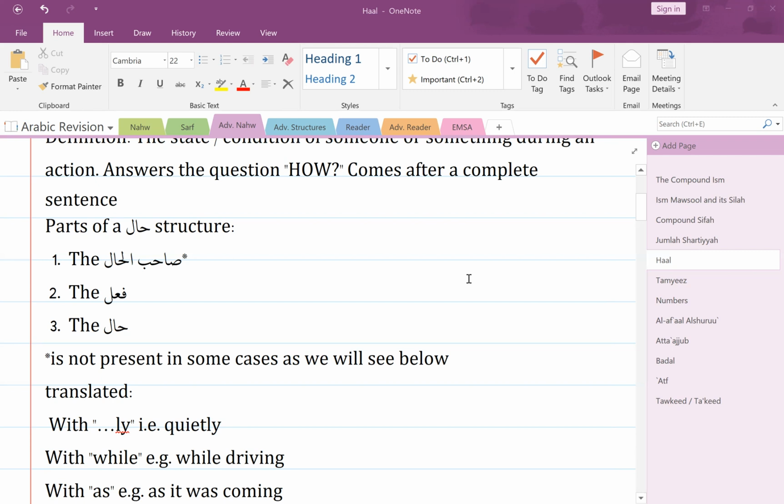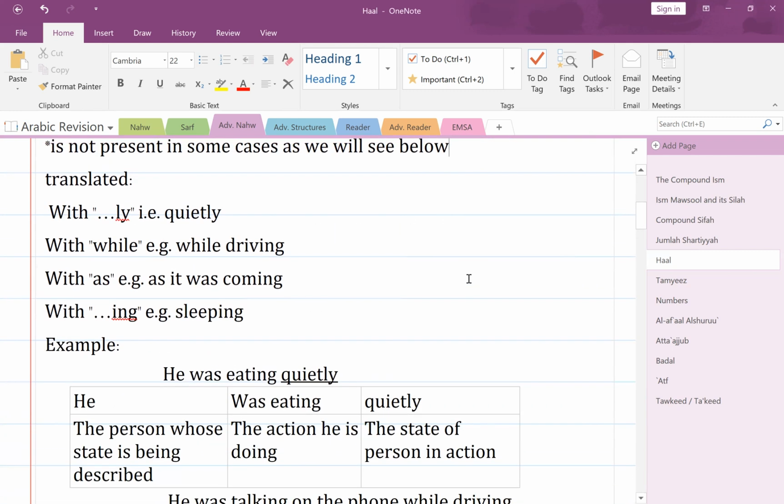Right. So how do we translate hal? There are four main ways in which we translate a hal in English. So we can either use the ly of adverbs. So for example, quietly, beautifully, quickly, all these are hals. Or we can use the word while. So for example, something while driving. Or we can use as. Okay, so we can use the word as, something happened as something else. So as it was coming, for example.